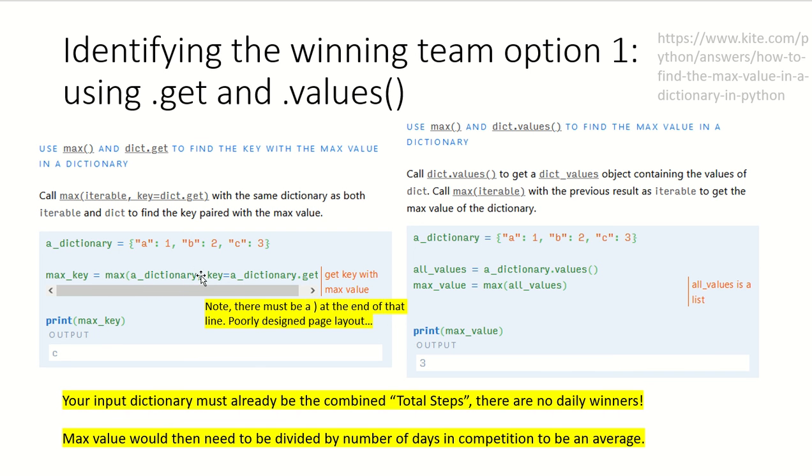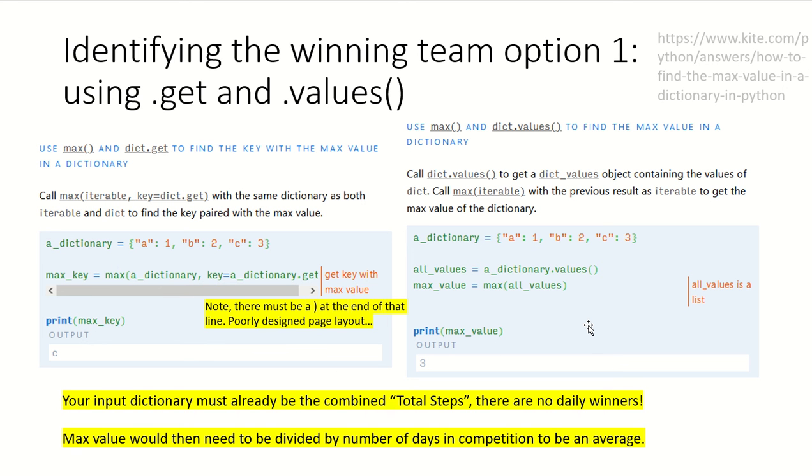You provide first here the name of the input dictionary, right here. And then also after a comma, key parameter, key equals dictionary.get. You print out that max key, and what do you get? A C. C here for 3. So this bit of code could give you the winning team.